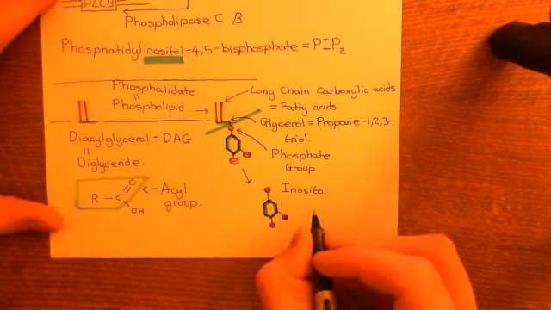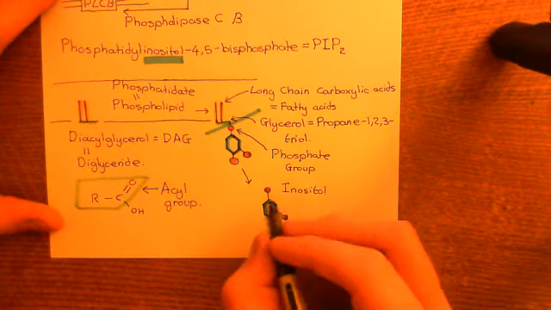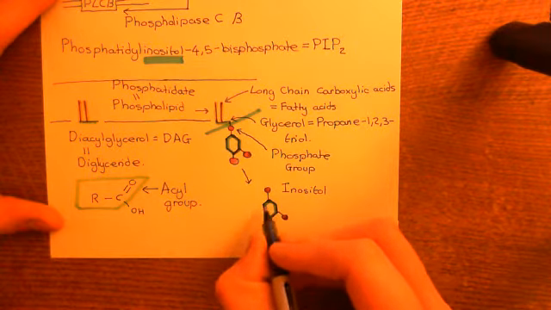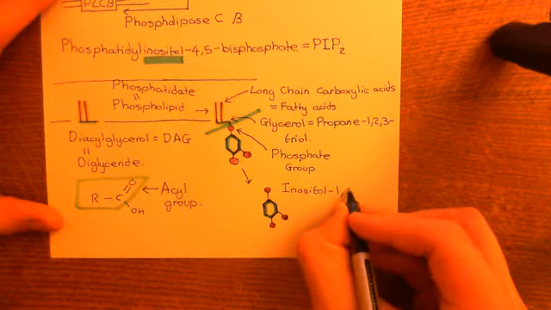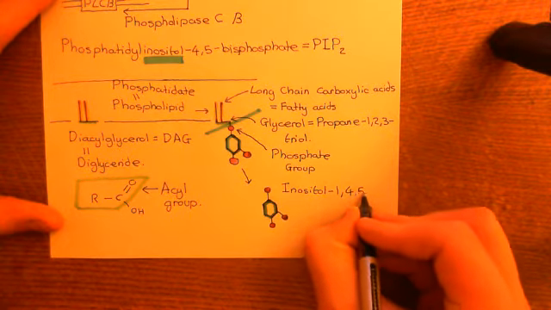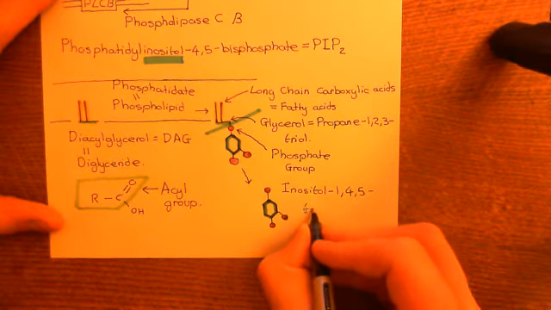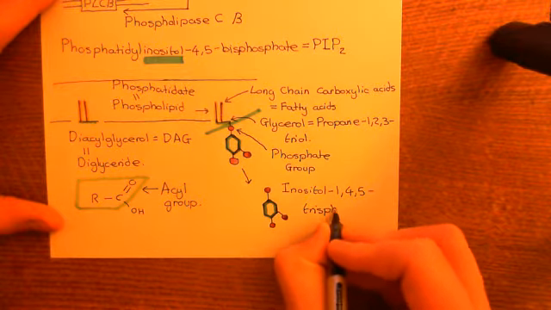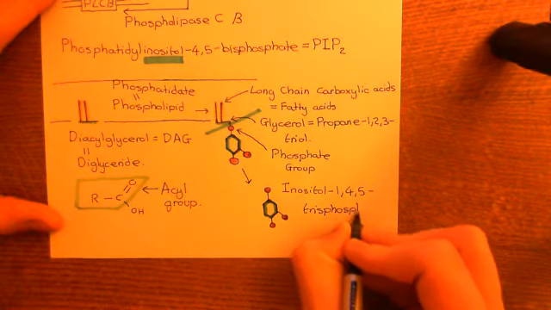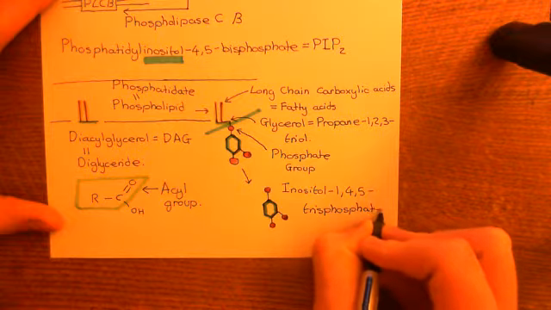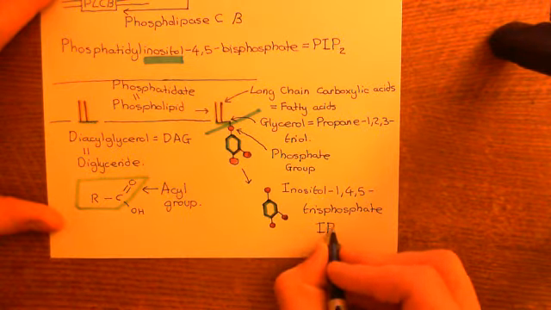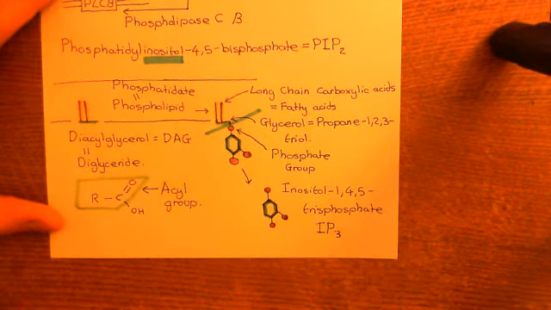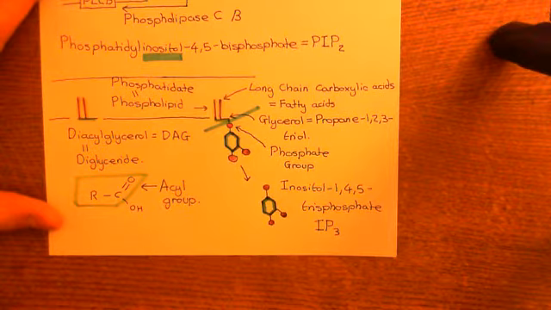And now it's got phosphate groups on it. And the phosphate groups are off the 1st, the 4th, and the 5th carbon. So it should be called inositol 1,4,5 trisphosphate. And for short, inositol 1,4,5 trisphosphate is abbreviated to I for inositol, P for phosphate, and then because we've got 3 phosphates, you put a 3 down there, so it's abbreviated to IP3.